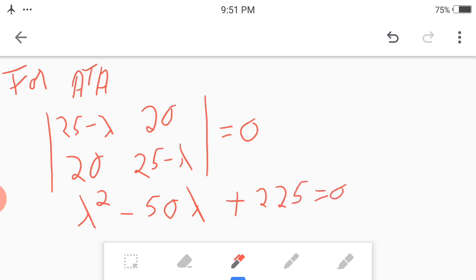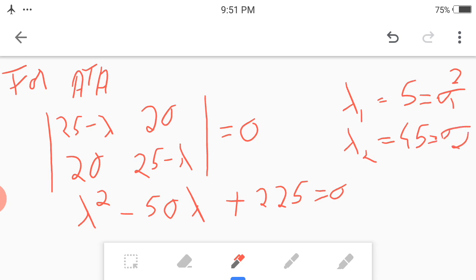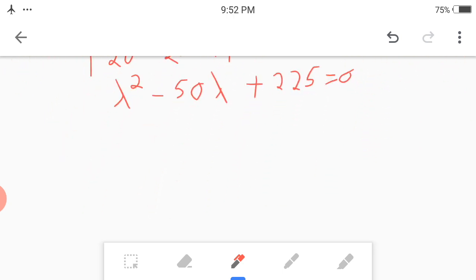If you solve this, you get lambda 1 as 5, lambda 2 as 45. Now what we have to understand is this lambda 1 is nothing but your sigma 1 square. This is your sigma 2 square. Whether you are finding eigenvalues for A transpose A or for A A transpose, the lambda values have to remain same. So we will look at that part.